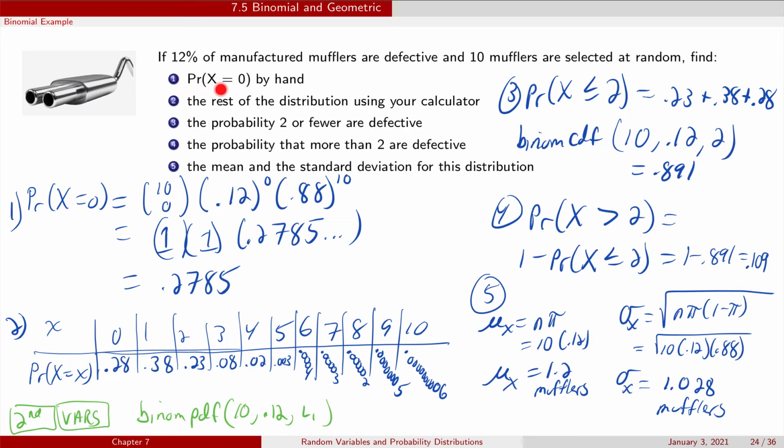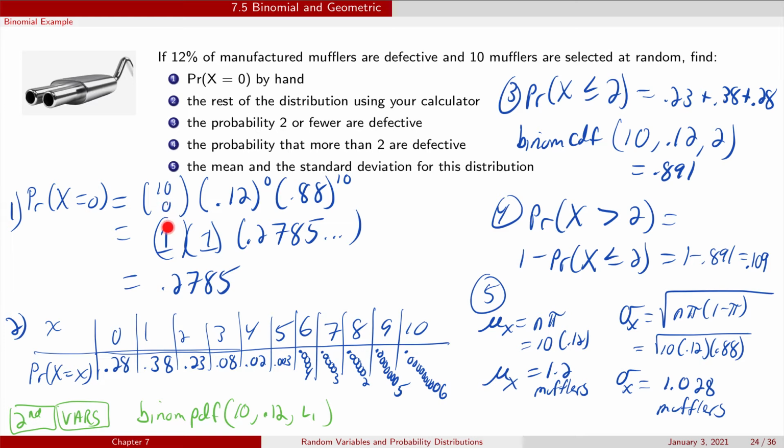Calculate the probability that of your 10 mufflers, none are defective. So by hand means I'm going to take n is 10, x is 0, the probability of success, a defective muffler, is 0.12, and the complement for the probability of success is 1 minus 0.12, which is 0.88. So breaking this formula down, out of 10 mufflers, how many ways can we arrange 0 defective? Well, there's only one way.